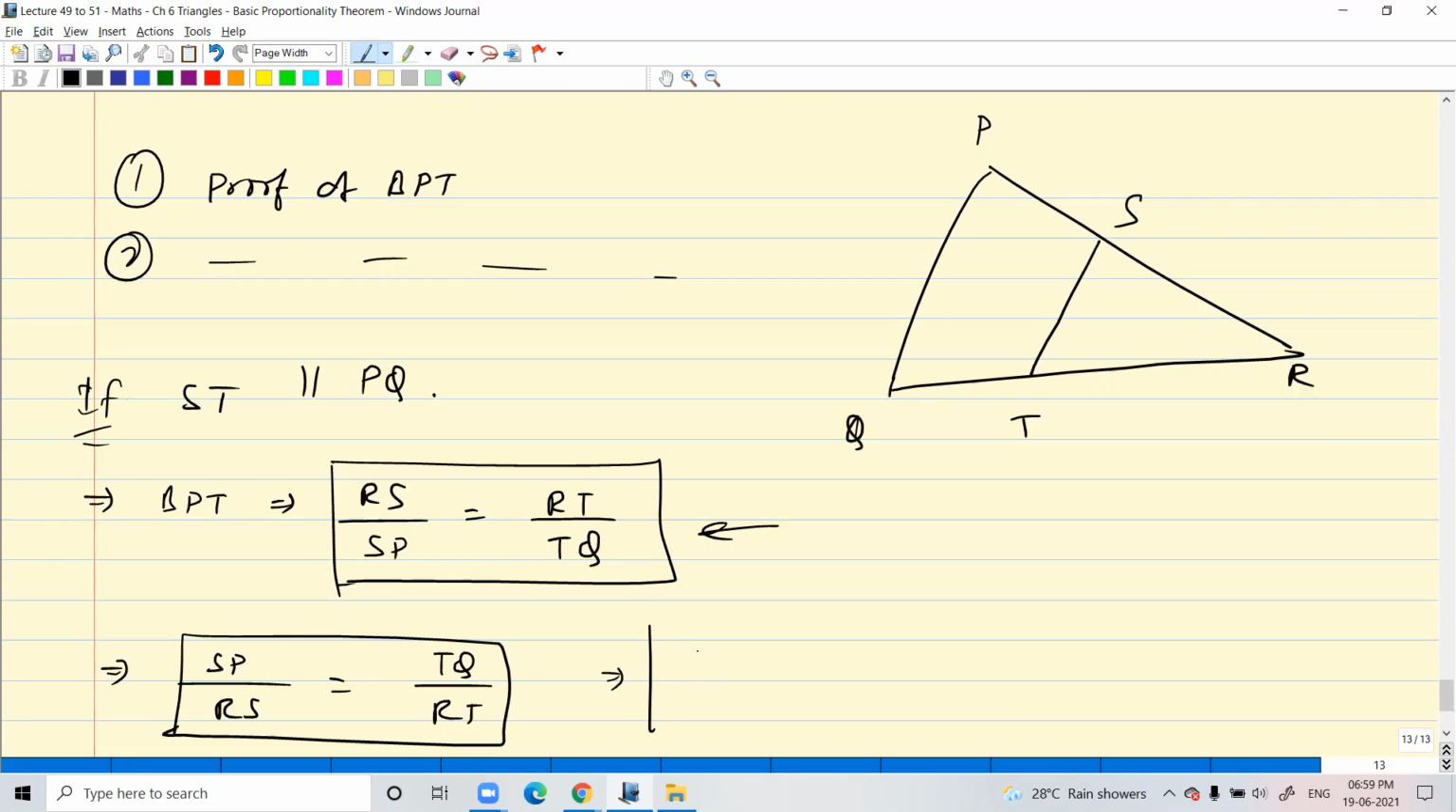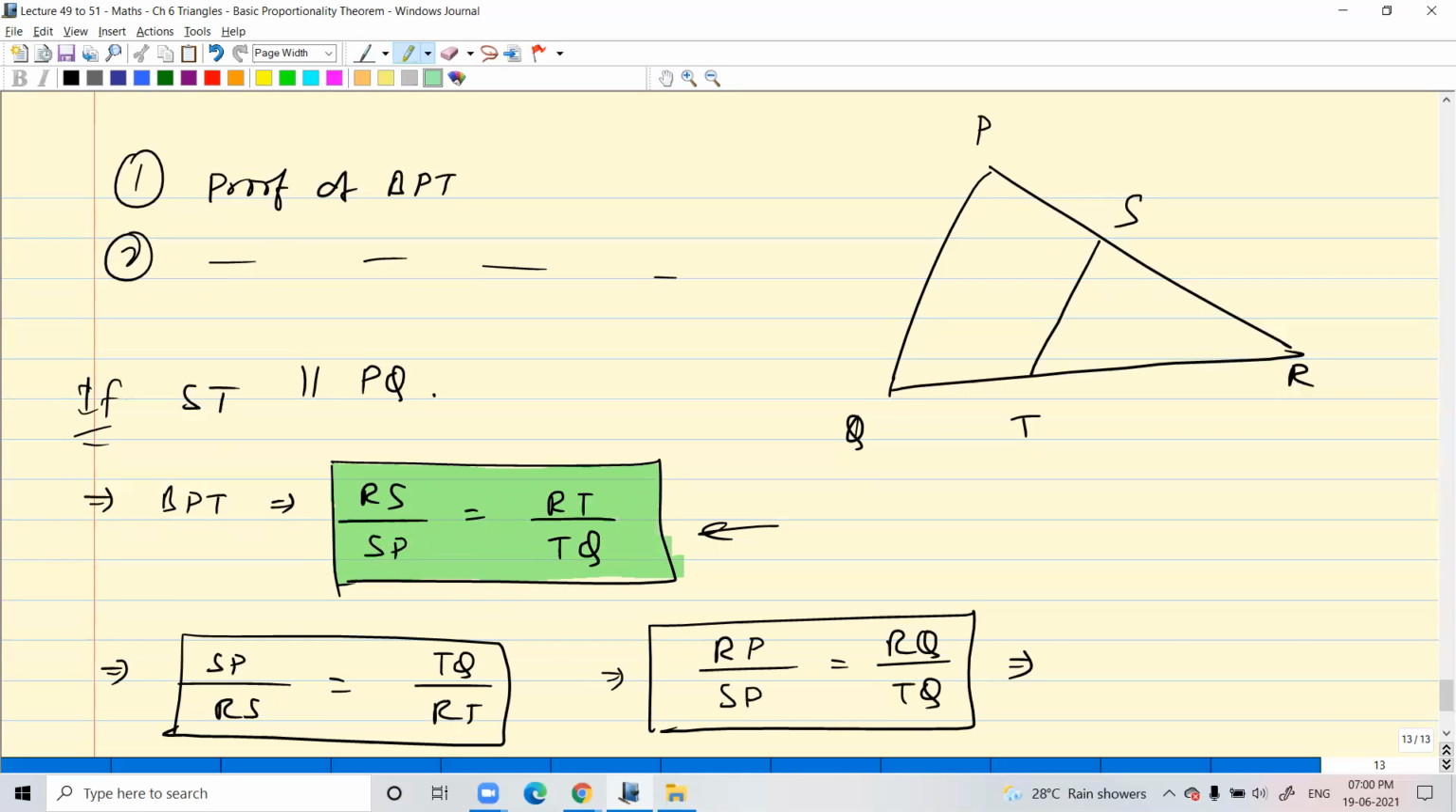RP by SP is equal to RQ by TQ. RT, RP. RP, sir. Okay, RP by SP is equal to RQ by TQ. Okay, absolutely right. Very good.